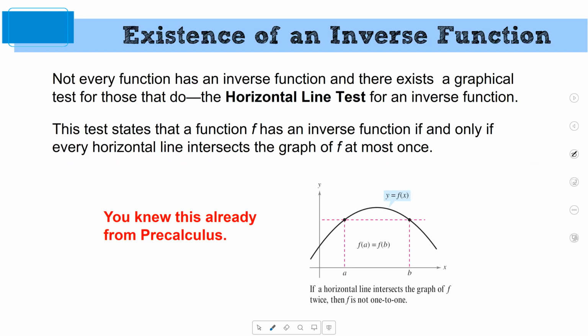And so we're going to use the horizontal line test. You've seen this before, right? Okay, vertical line test tests whether or not a graph is a function. The horizontal line test tests whether or not a function's inverse is also a function.